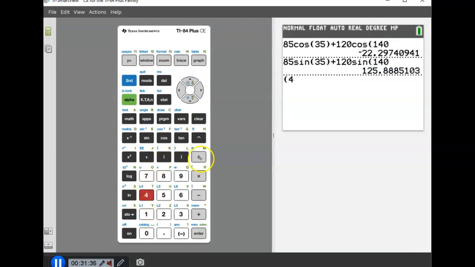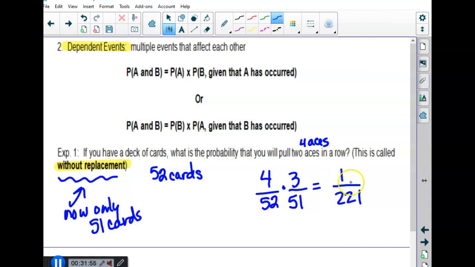So 4 out of 52 times 3 out of 51, which actually reduces because 51 is not prime, even though it seems like it. Math, enter, enter. Okay. I just wanted to show one on the calculator. All right.